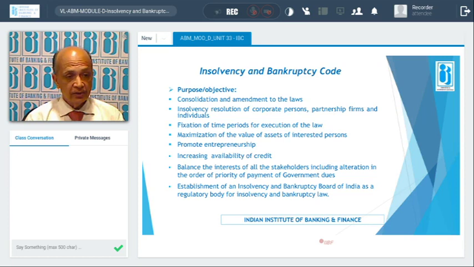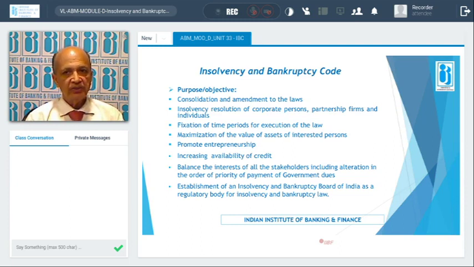Then another objective is the fixation of time. Unlike in other laws, where it may be indefinite, here the time frame is fixed. As I told you, it may be 180 days, or at the most, in very exceptional cases, it can go up to 270 days.